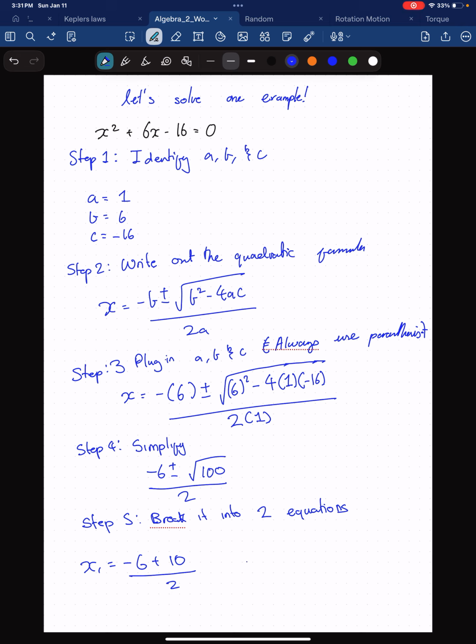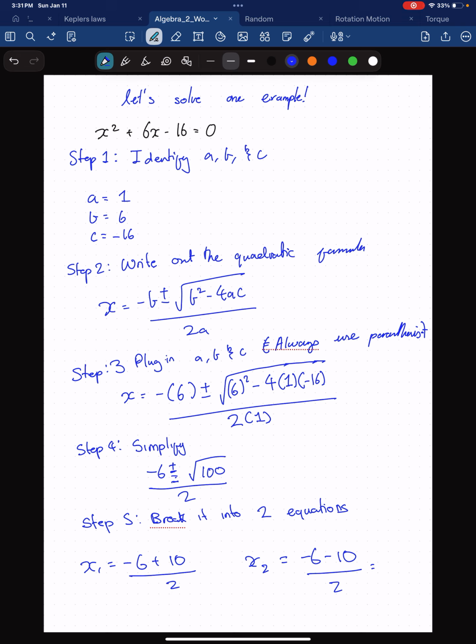And then x2 is going to be equal to minus 6 minus 10, sorry. Keep the same thing. Minus 6, I'm going to get the minus sign, minus the square root, minus 10 over 2. As you can see, equation 1 has the plus sign, and equation 2 has the minus sign. So equation 1 is minus 6 plus 10, and equation 2 has the minus sign, so it's going to be minus 6 minus 10.